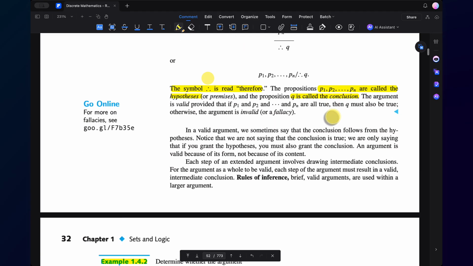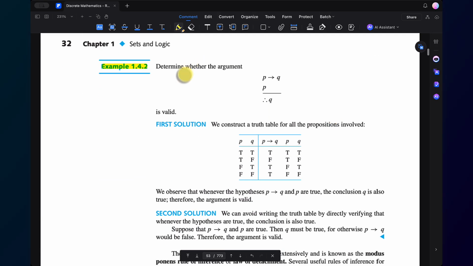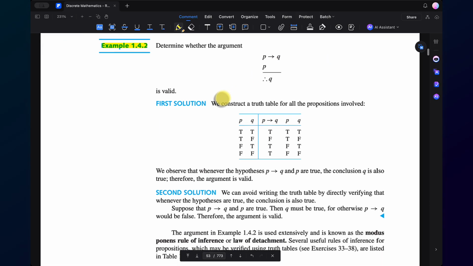And here's an example. Let's determine whether this argument is valid. Okay, so what is the game? Here's our first solution. We consider the truth table for all the propositions involved. So we do that. We put a P, a Q, all the possible truth values down here, and then we calculate.